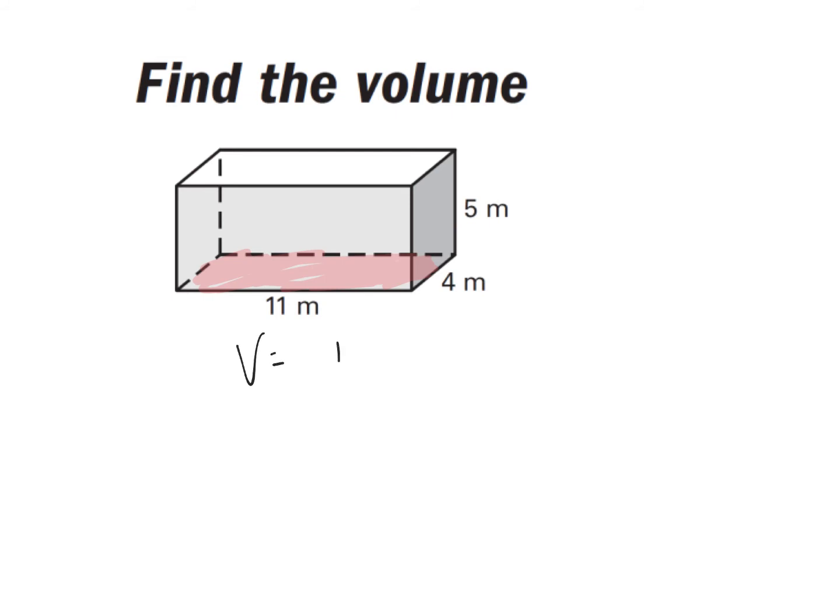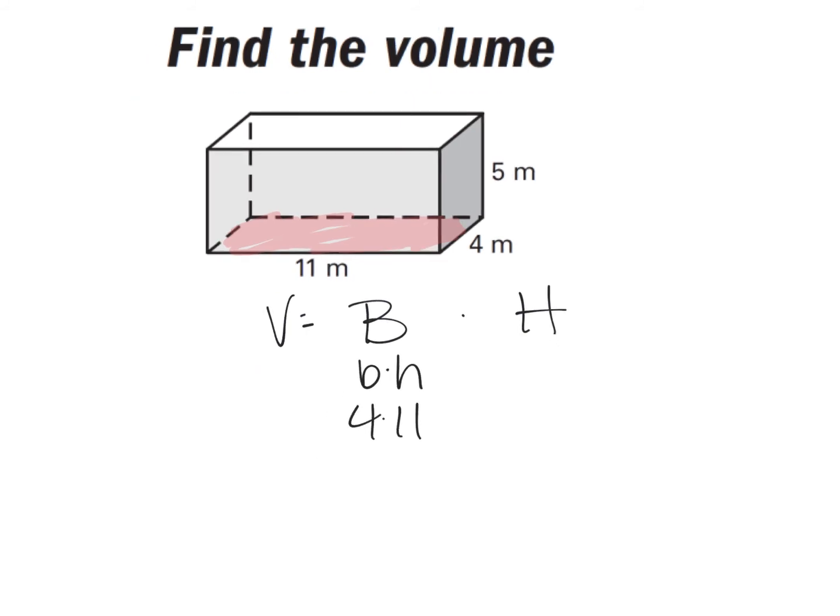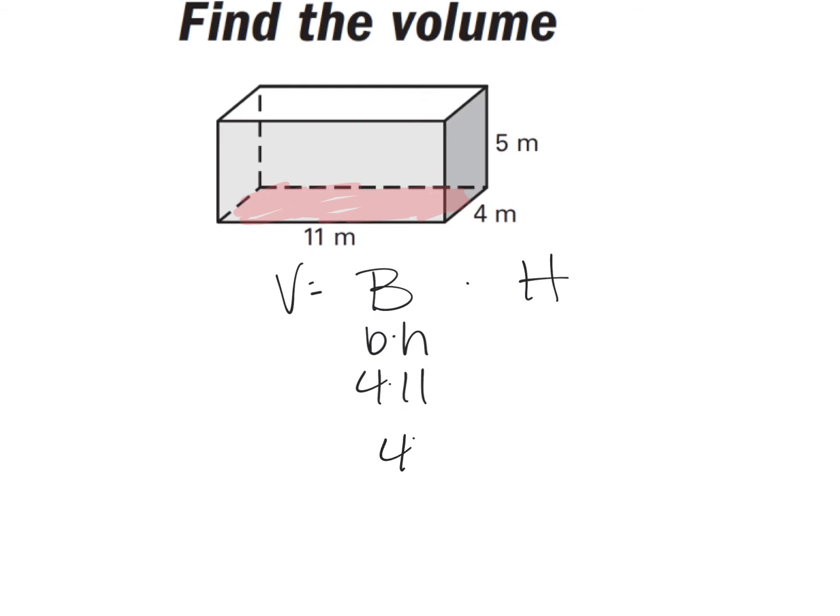So volume equals base times height. For the base, that's going to be a 4 by 11, which would be 44. What is the height of your prism? That is 5. So now I need to type in 44 times 5, or work that out however you choose, and you get 220. Then your label would be meters cubed.